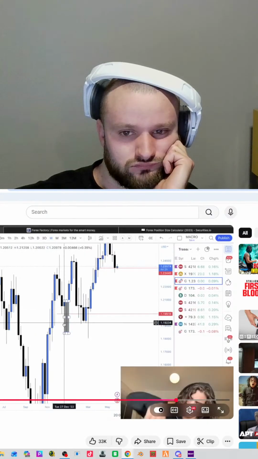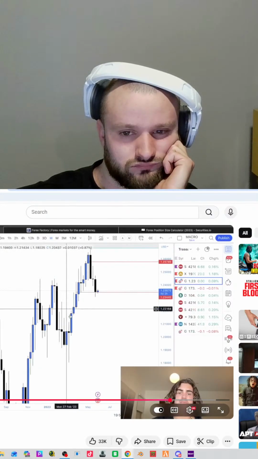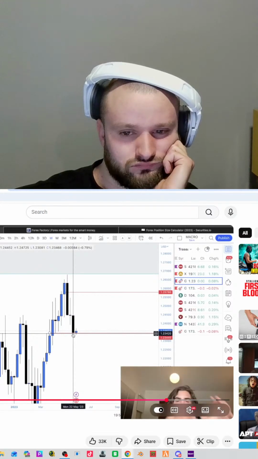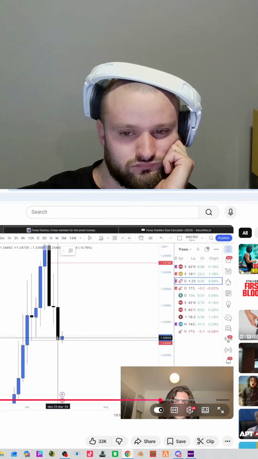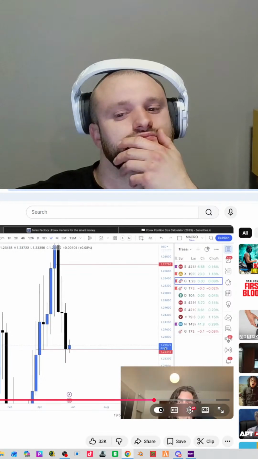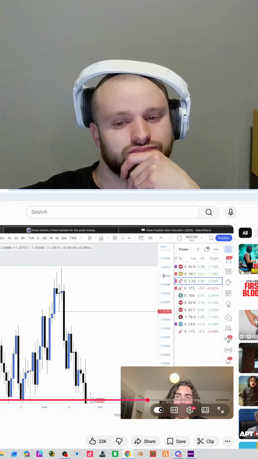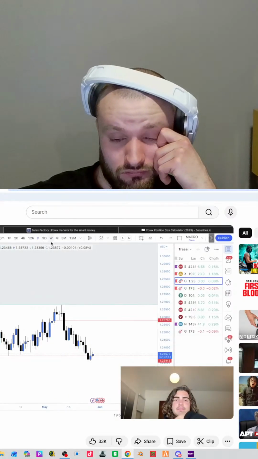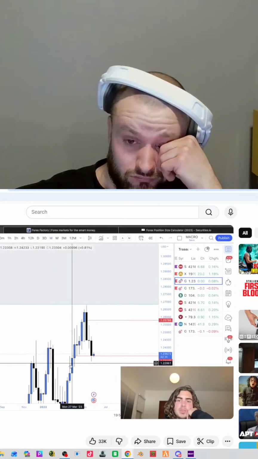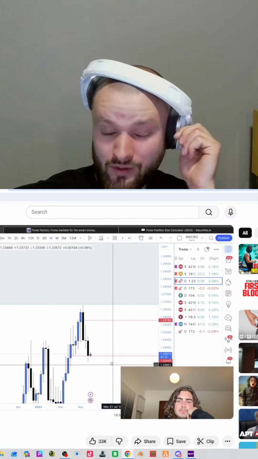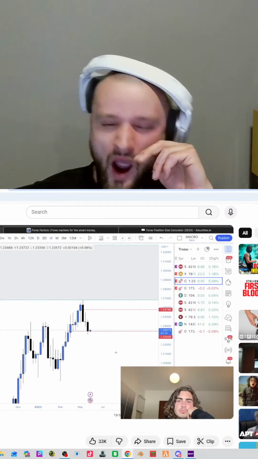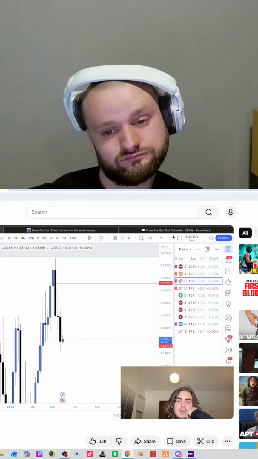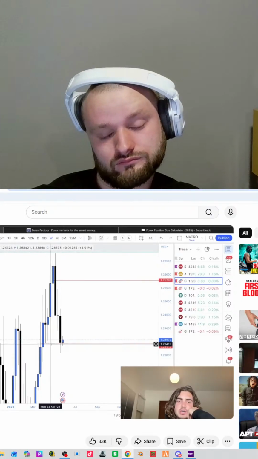Market starts trending down. If we see a break of structure to the downside on the daily, but on the weekly we're still bullish, it's just a retracement. Was this a break of structure?